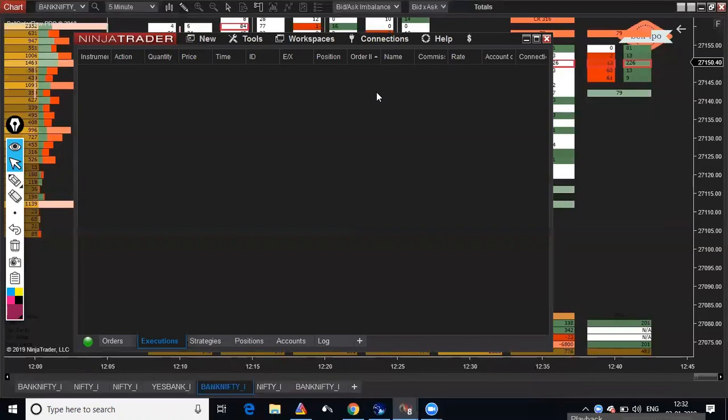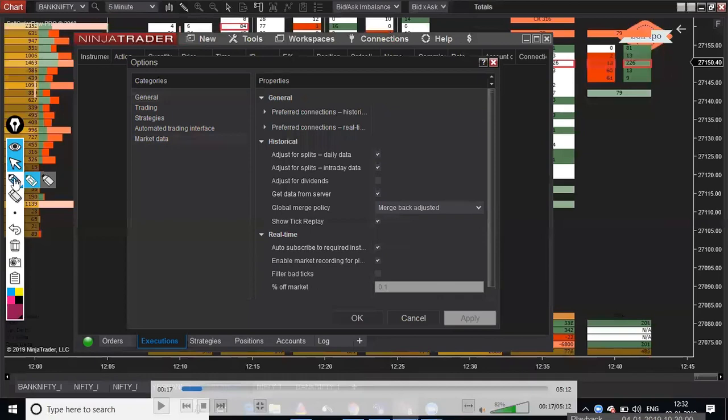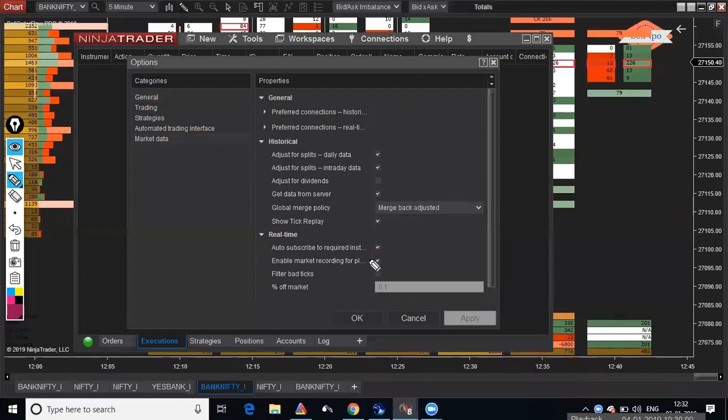So first of all, to allow playback, you have to go to settings, tools, options. There are two key settings you have to do. From the options, go to market data and enable market recording. This has to be enabled. Again, show tick replay. These two settings have to be enabled.